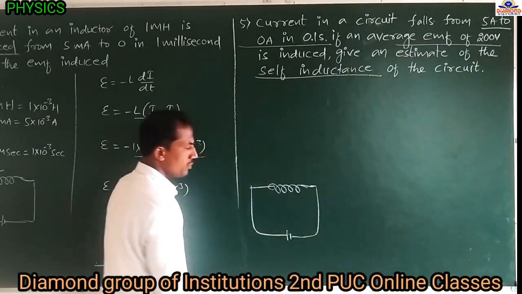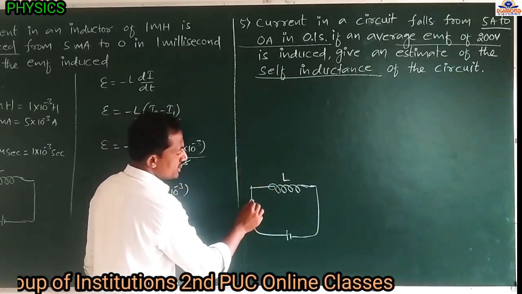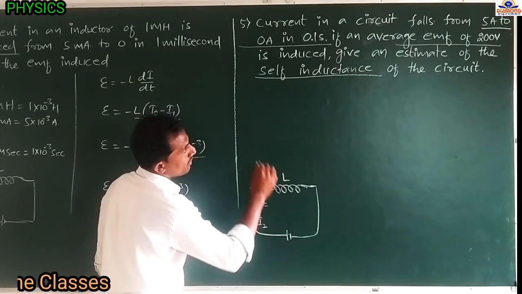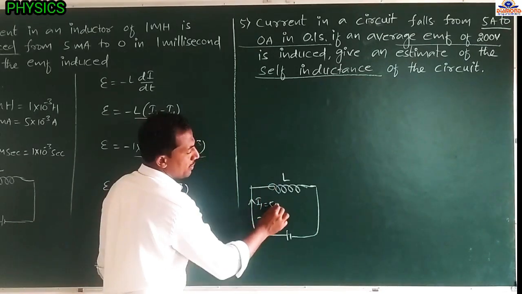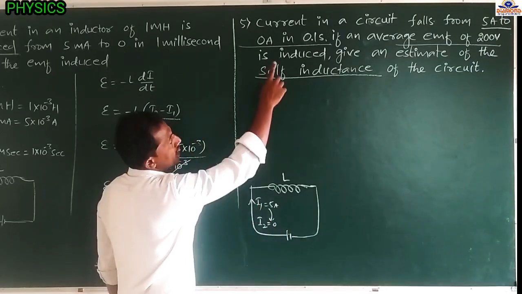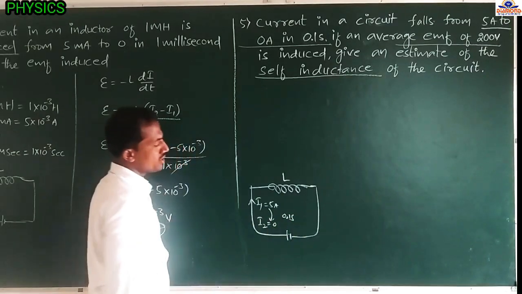Think this inductor is denoted by L. The current value is decreasing, which means there are two current values, I1 and I2. In the first case, what is the value? 5 milliampere. Its value is decreased to 0. How much time is it taking? The time taken is 0.1 second.